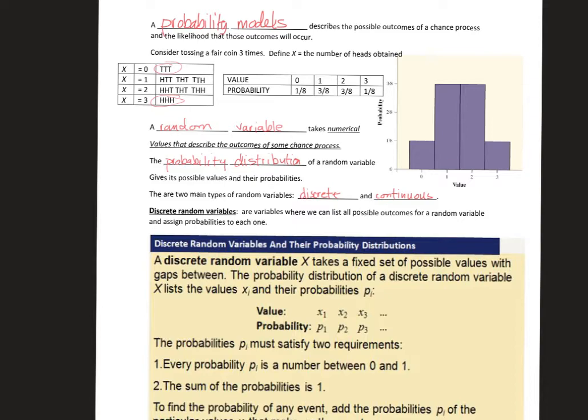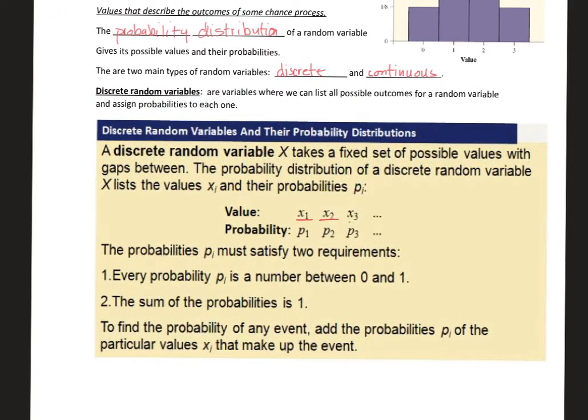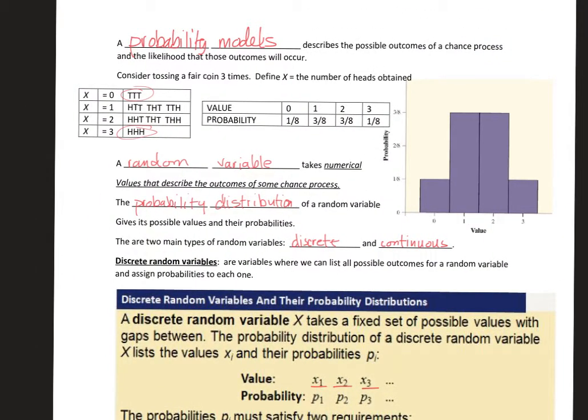So a discrete random variable takes a fixed set of outcomes with gaps in between them, right? We don't have a scale or a continuum. There's just 1, 2, 3, or whatever they might be. The distribution of the discrete random variable lists all those values. So just like the table above, we've got what the outcomes can be. And by the way, looking at the flipping a coin 3 times, that's a very discrete situation too, right?